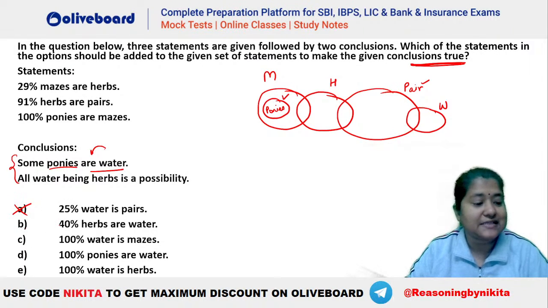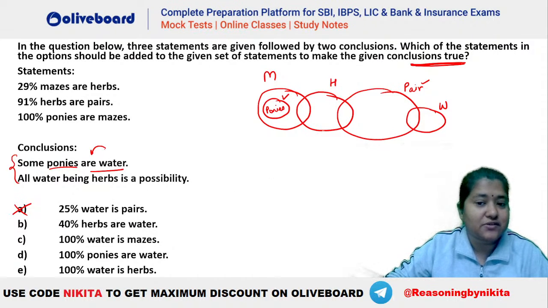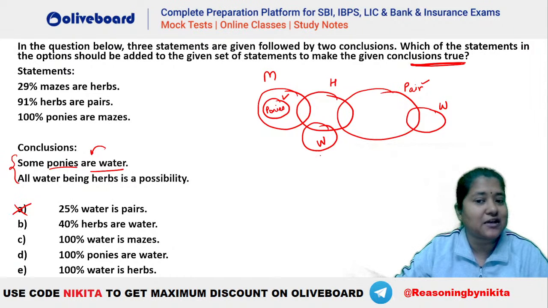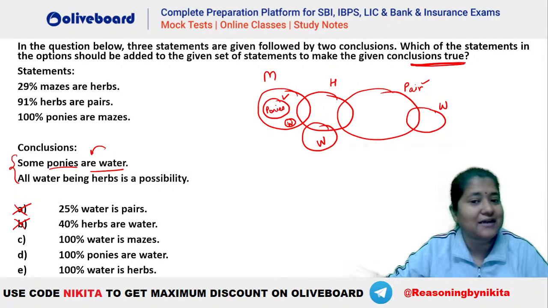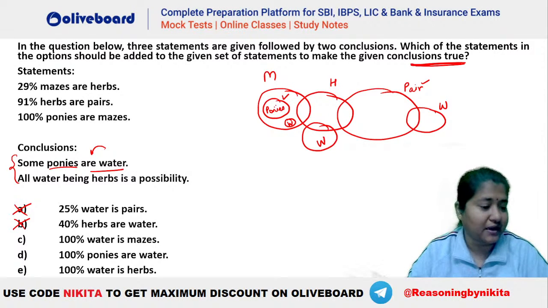Right? Let's say the second one. 40% of the herbs are water. So 40% of the herbs are water. So you can see herb and water is having a definite interaction. Again, pony is not having a definite interaction here, right? So that is again not the right answer. 100% water is mazes. Okay, 100% water is mazes. Again, you can see water can be here such that it is not a part of ponies. Right? So that means here also we will not have a definite interaction between water and ponies. So not the right one.